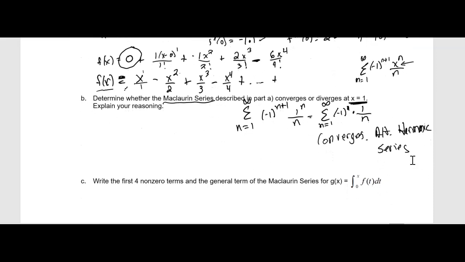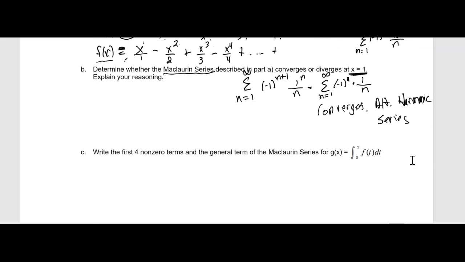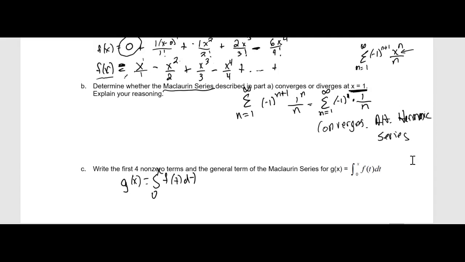Okay, last one of these. Write the first 4 non-zero terms and the general term for the Maclaurin series given by, and then you're given this. So this is pretty similar to the ones that we've been doing. G of x is the integration of our function, just now of a function of t. So f of t dt.